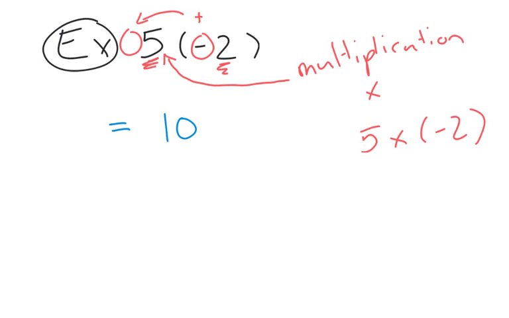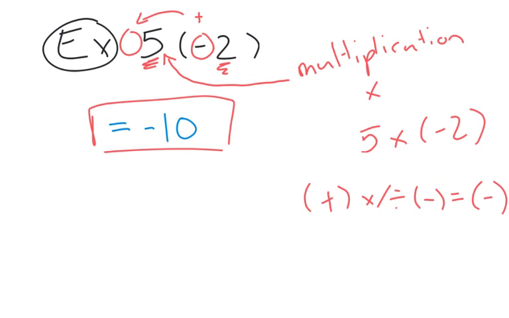So, as I've told you before, when you have a positive number multiplied or divided by a negative number, the answer is going to be negative. So our answer of 10 actually is going to be negative 10, and that is going to be our final answer.